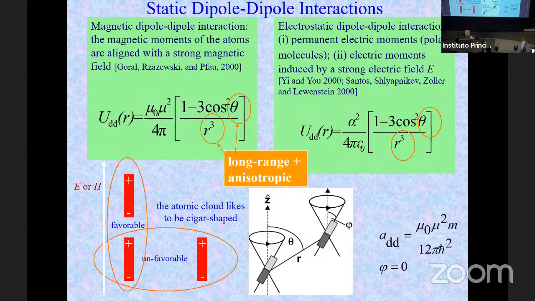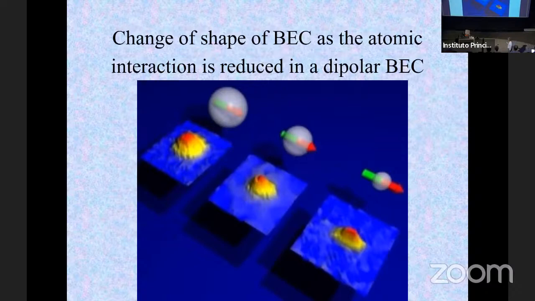If you have a dipolar BEC, and you increase the relative dipolar moment by controlling the contact interaction, there is always a repulsive contact interaction. If you reduce that, the dipole interaction increases, and then the condensate becomes elongated in the direction of the dipole moment.